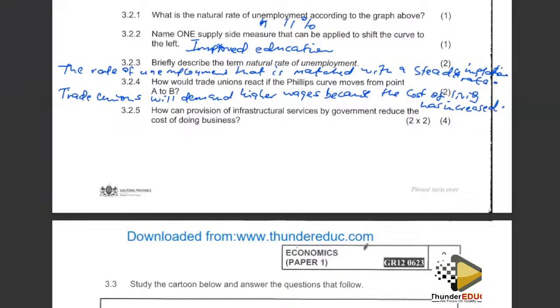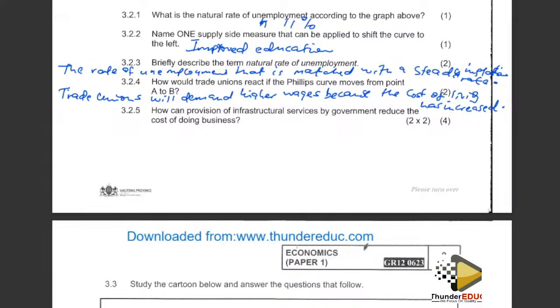Okay, right. So now let's move on to 3.2.5. It reads as follows. How can provision of infrastructural services by government reduce the cost of doing business? So in this regard, the government provides funding for infrastructure. For example, we have roads, traffic lights, railways, and the likes. Also, if this infrastructure is not reliable or maintained, it becomes difficult for businesses to achieve higher productivity rates. Why? Because for them to transport their goods and services, it is not going to be easy.